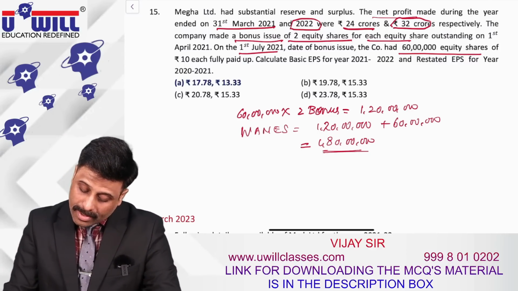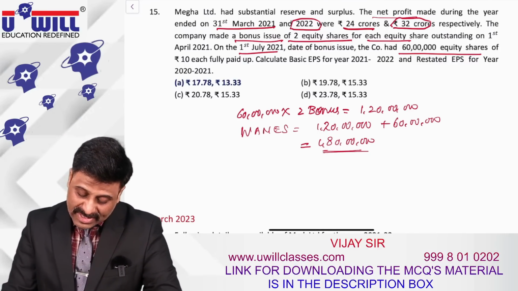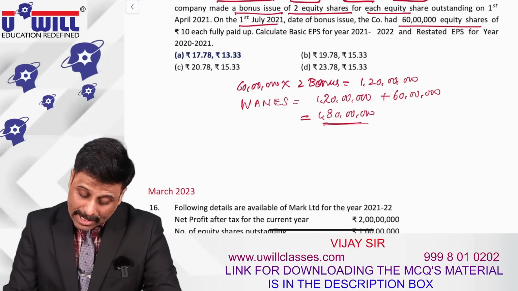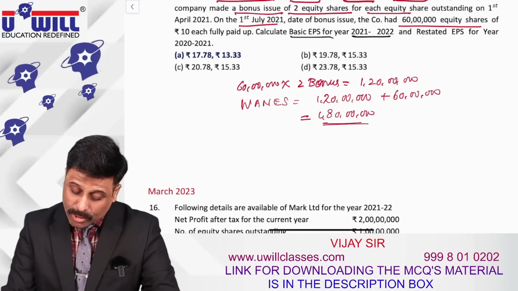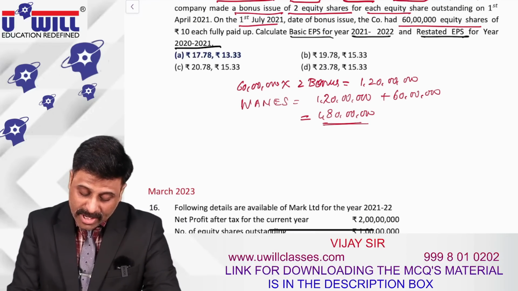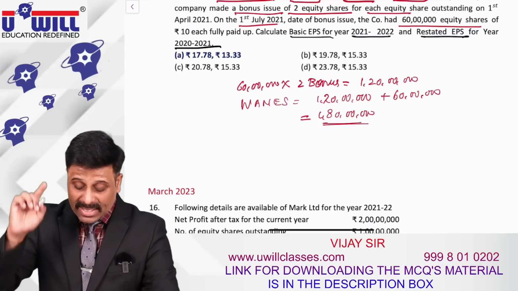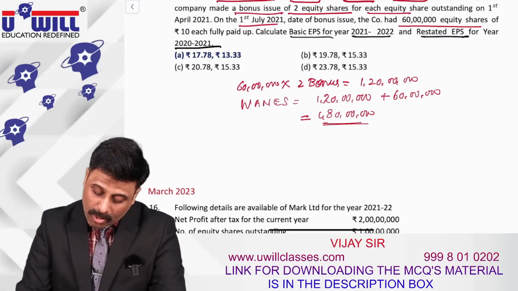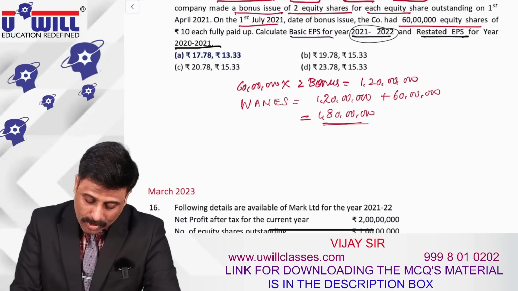Now, you have to find the EPS. So profits are already given. What is asked? Calculate basic EPS of 21-22, that is current year, and restated EPS of 2021. Restated means including the effect of bonus shares. So how will we do that? First we calculate 21-22.